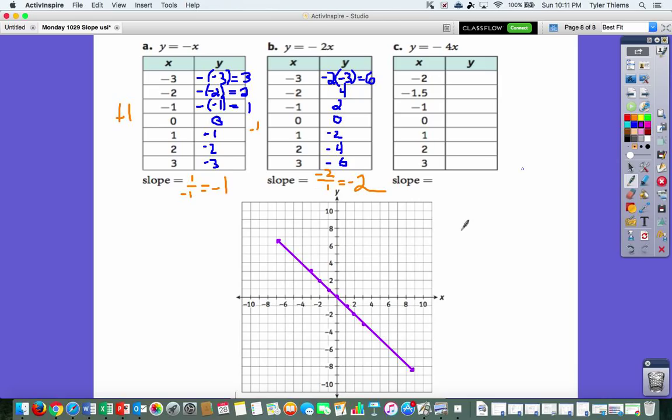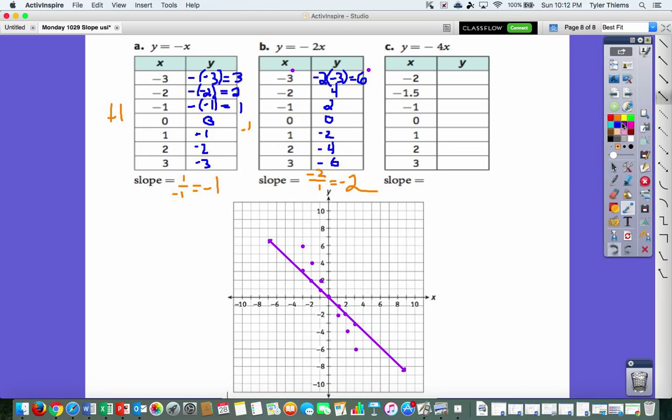So let's see how this line looks different. Plotting these points, x is negative 3, y is 6. There's the first point. Negative 2, 4. Negative 1, 2. Oops, not the right point. Negative 1, 2, 0, 0, 1, negative 2, 2, negative 4, 3, negative 6. It's a pattern. This line is a steeper line again. It's still going downhill because it's a negative slope, but that's what it should look like.